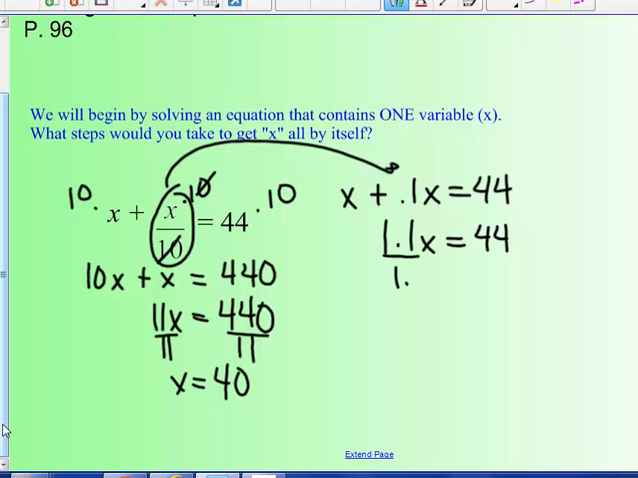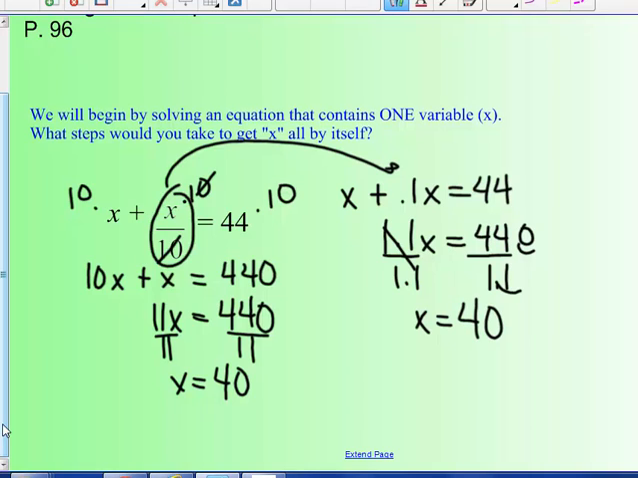When I divide by 1 and 1/10 on both sides, hopefully you see that I'm moving my divisor over one place, making it a whole number 11, so therefore making my dividend 440, and 440 divided by 11 is x equaling 40.